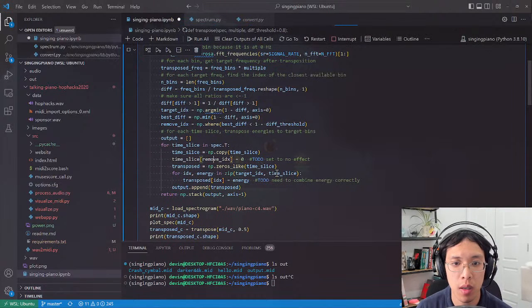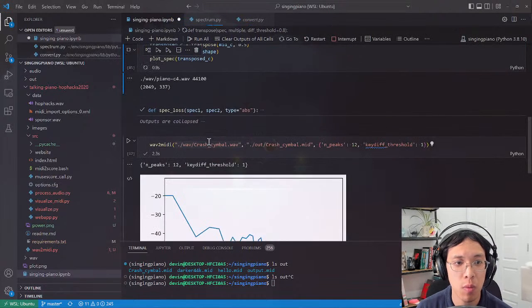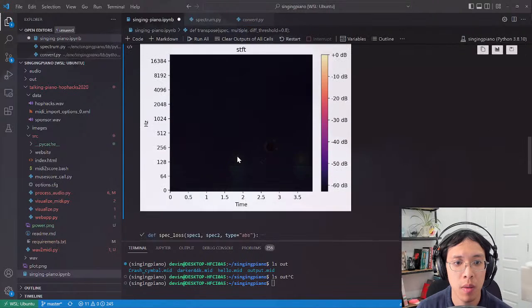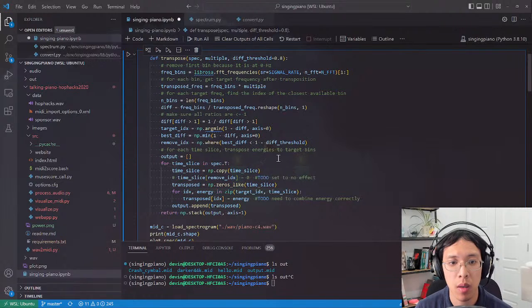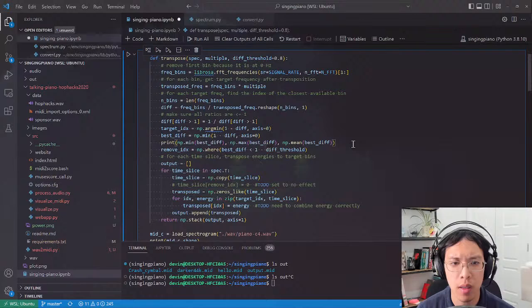Oops, I forgot to add this in. So this is the removal bit. Oh, and it removed everything. Okay. Let's bring these stats back. Let's see what's going on here.